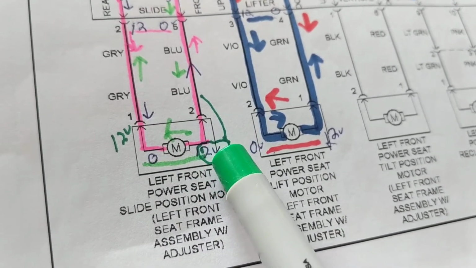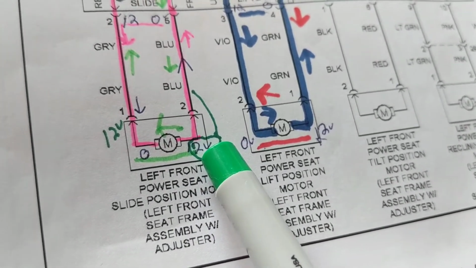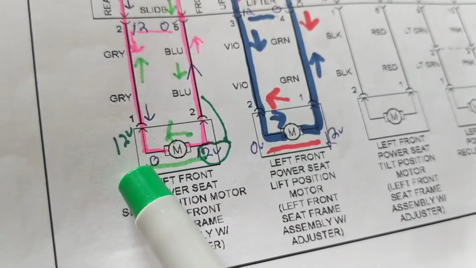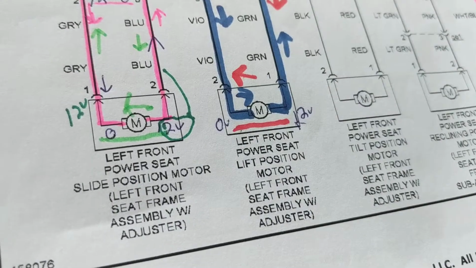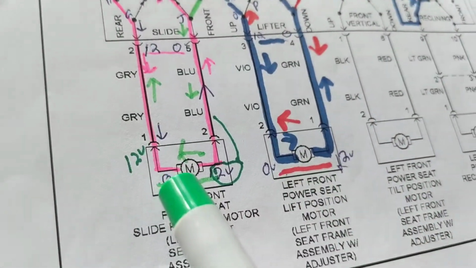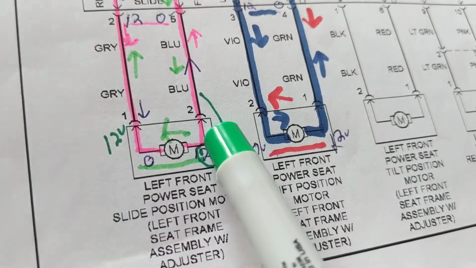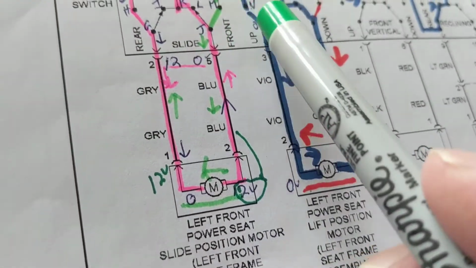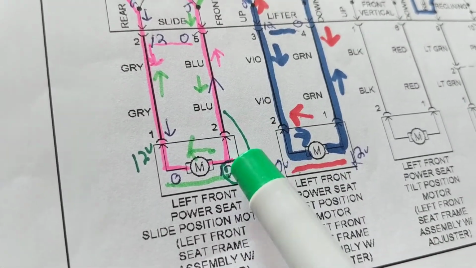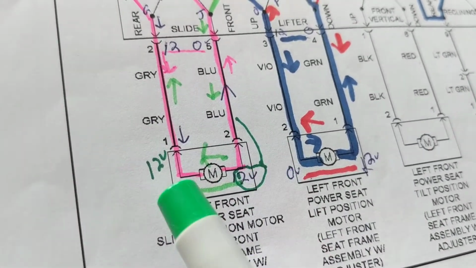That's why I wrote over here, how much should you have volts? 12 volts. How much should I have on the other side? 0, when this is in this position. See, this is the confusing part. When we're doing in one position, this will be 12 volts here, 0 volts on the other side. When we do the other position, when we want to slide front, this is now vice versa. This is 12 volts, this is 0 volts.